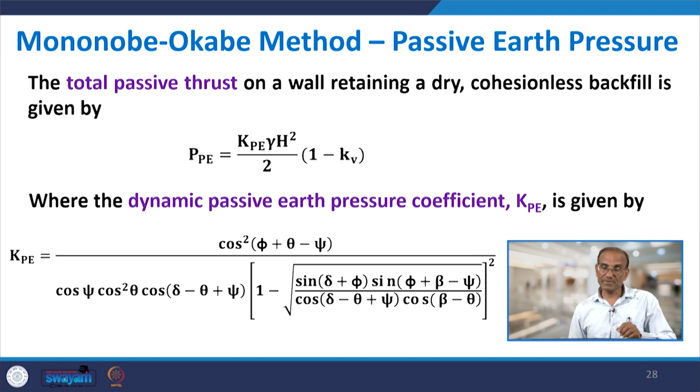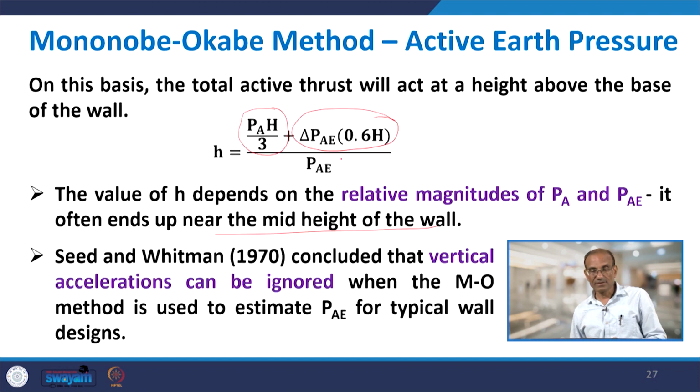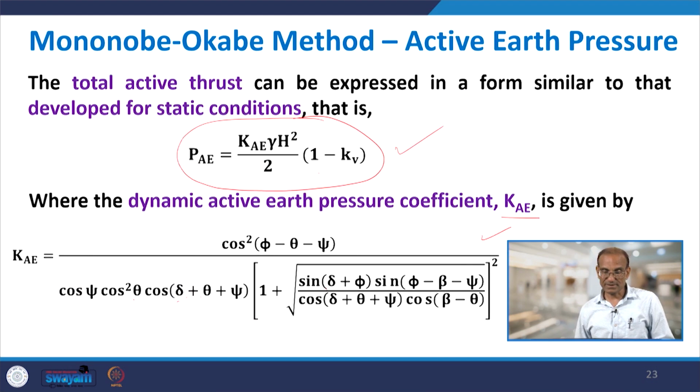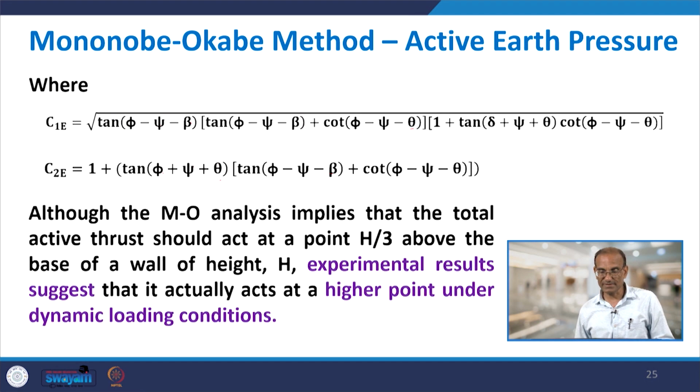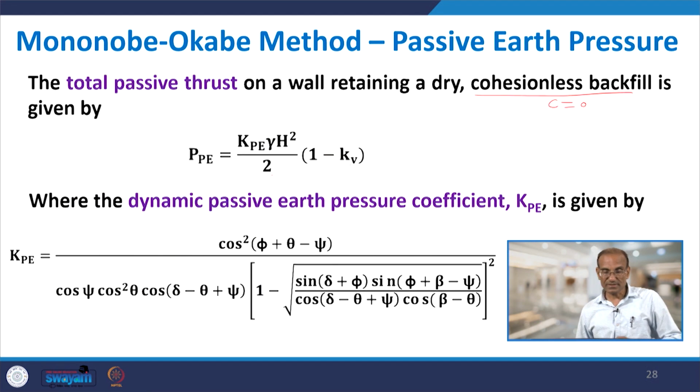Similarly, you can have passive earth pressure on the same line as we discussed for active earth pressure. And in the case of passive earth pressure, the total passive thrust which acts on a retaining wall with a dry cohesion-less backfill, again when we say cohesion-less backfill it means C equal to 0. For C equal to 0, it is given by PPE equals KPE gamma h square by 2 into (1 minus kV). If you recall, in the earlier equation it was the same (1 minus kV). But the difference here is that Kp is given from this relation now.